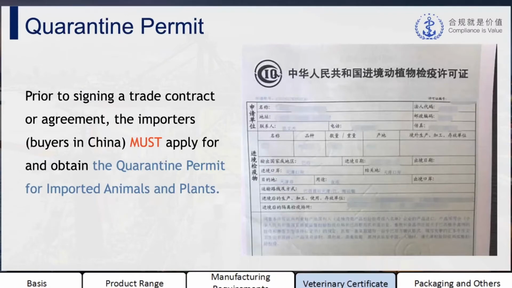Quarantine permit. Prior to signing a trade contract or agreement, the importers, buyers in China, must apply for and obtain the quarantine permit for imported animals and plants.